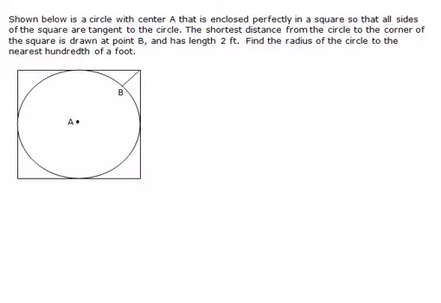All right, here we have kind of an interesting geometry and algebra problem. We're given here a circle centered at A, and it's enclosed in a square so that all the sides of the square are tangent to the circle. And the shortest distance from the circle to the corner right here is drawn at point B, and this has a length of 2 feet. And what we want to do is find the radius of the circle to the nearest hundredth of a foot.